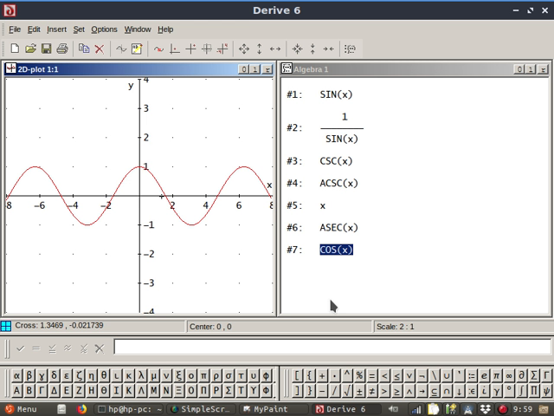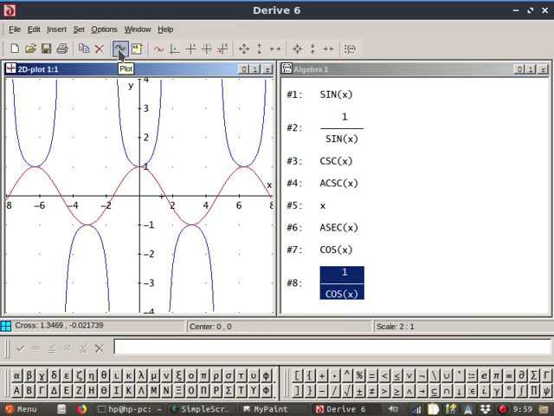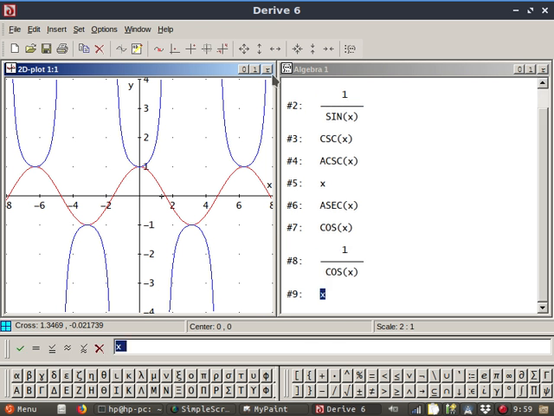Right, that's cos x. 1 over cos x is this. And then we'll put our line.